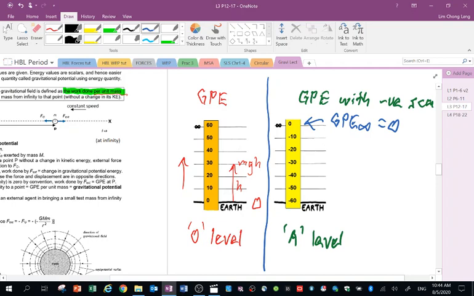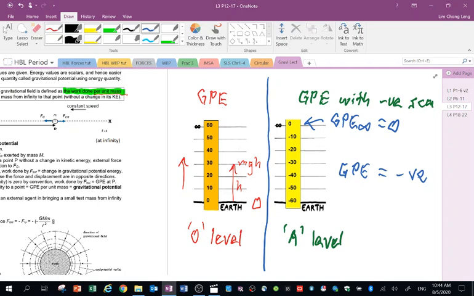And then notice that as you go towards the Earth, all the values of GPE are negative, okay? All other values of GPE are negative values. So at A level, we are going to adapt to this system. And why are we doing that? That's because of the definition that we will see later on.